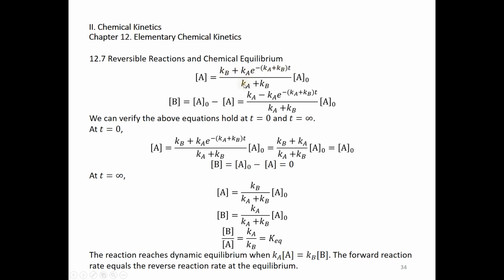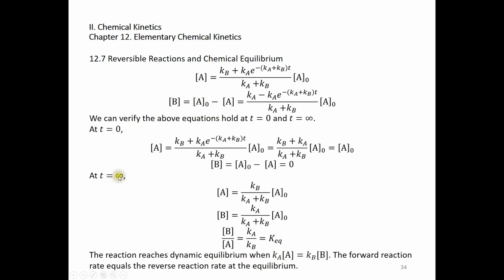On the bottom you have Ka plus Kb. Therefore, A is just A naught. What about B? Well, B is A naught minus A. When A is A naught at time 0, then B is just 0. So we can verify these two equations at time 0 easily.